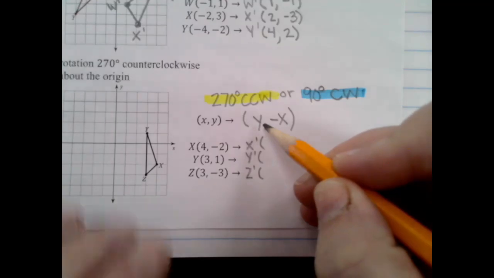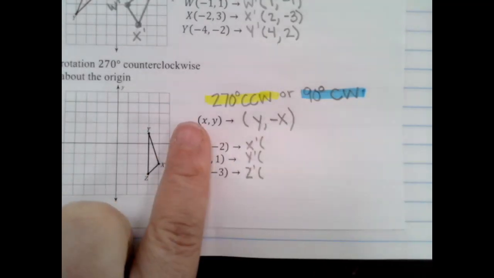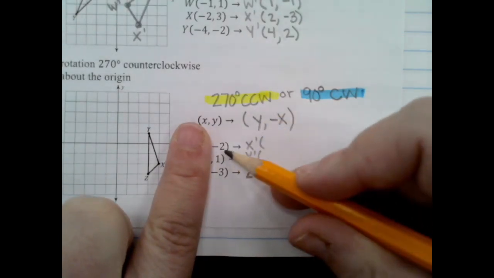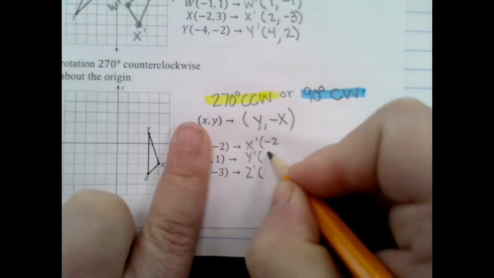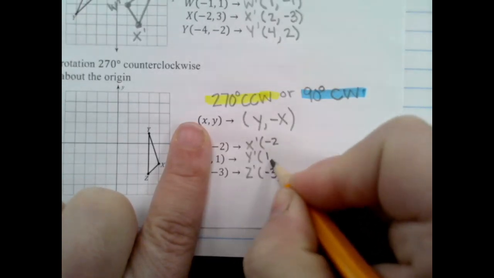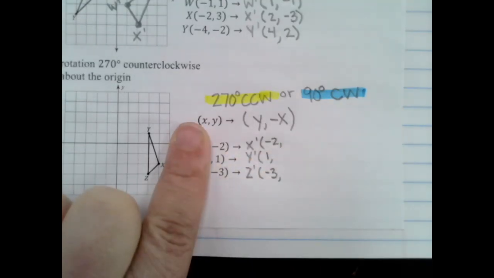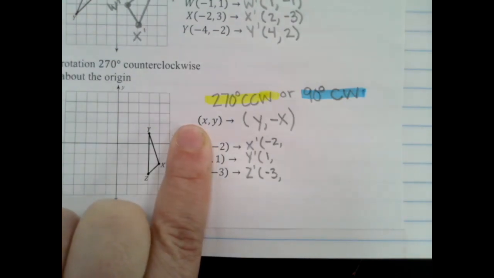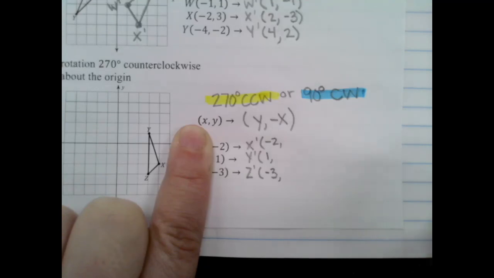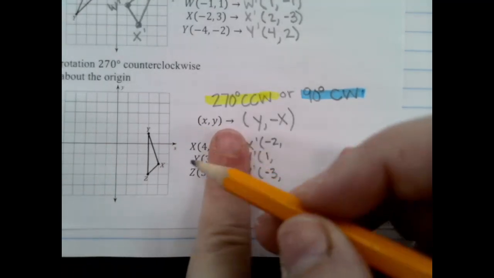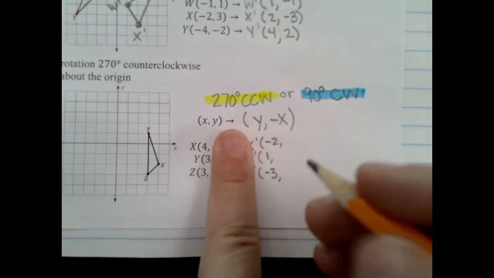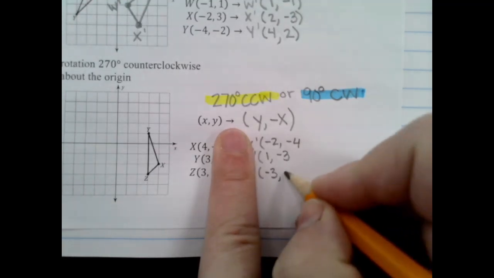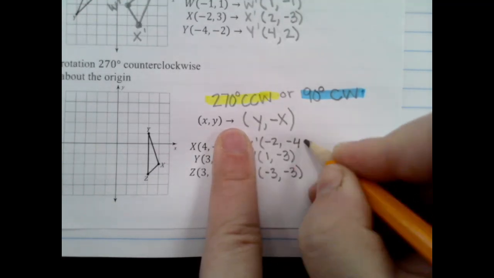All right, starting with y. So I'm going to cover up the x's. Am I going to change the y or just keep the y? Just keep it. So I'm just writing these numbers, -2, 1, -3. I'm just writing those y's, those second numbers. All right, then I have to do opposite of x. So I'm going to cover up my y's, and I want to just do the opposite of those numbers. So opposite of 4, -4, opposite of 3, and then opposite of 3, -3. Then put in those parentheses.